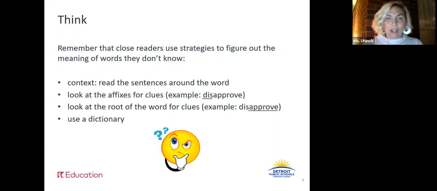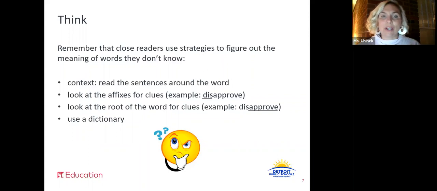The next 2 strategies are ones that are great for words you're not sure about. You can look at the affix, which is either at the beginning or the end of the word, and it helps to modify the meaning of the word. So for example, the same example we used last week, disapprove, dis means not. So that'll help you know that that word must mean like not approve or not agree, right? Or you can look at the root of the word. So in the word disapprove, the root word is approve. And remember, the root word is that word that can stand on its own, that has a meaning all of its own, right? You can also use a dictionary to help you.